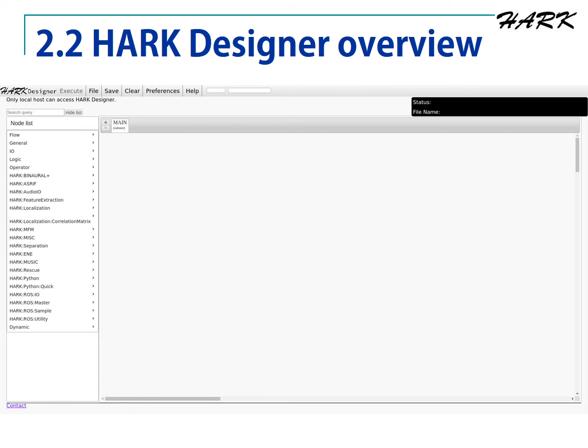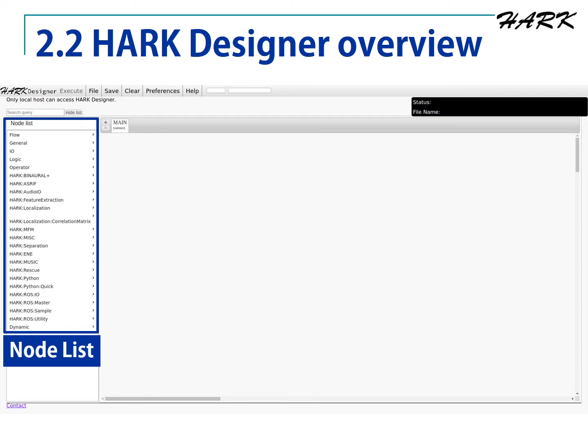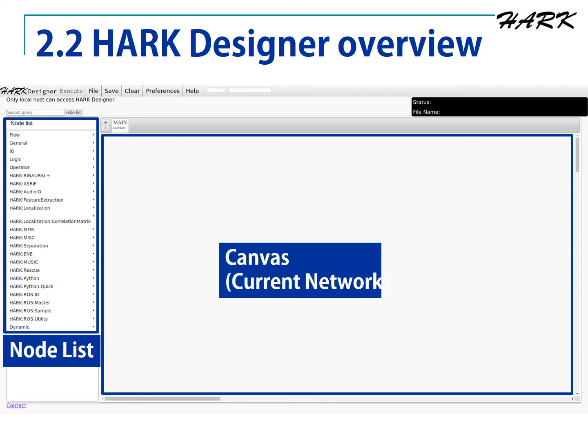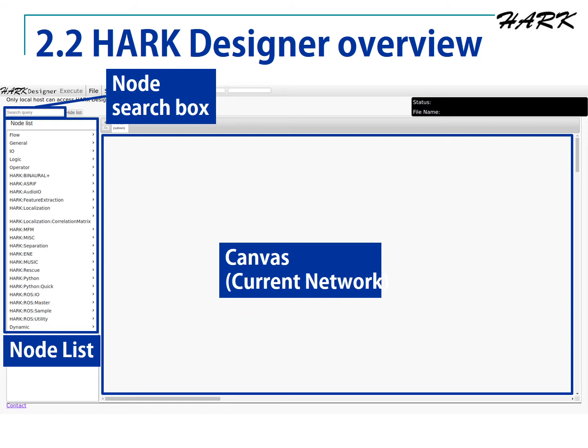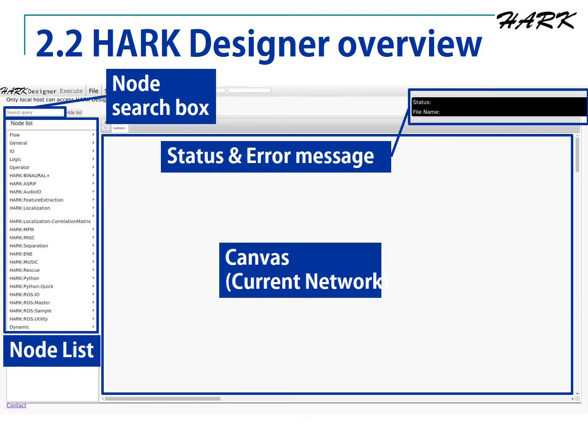Let me explain how to see this tool. On the left, we can see the node list. We will drop some nodes to this canvas and create HARC networks. Nodes can be searched through the search box above the node list. And on the top right, status and error messages will pop up. It might help you when you have problems executing the network.